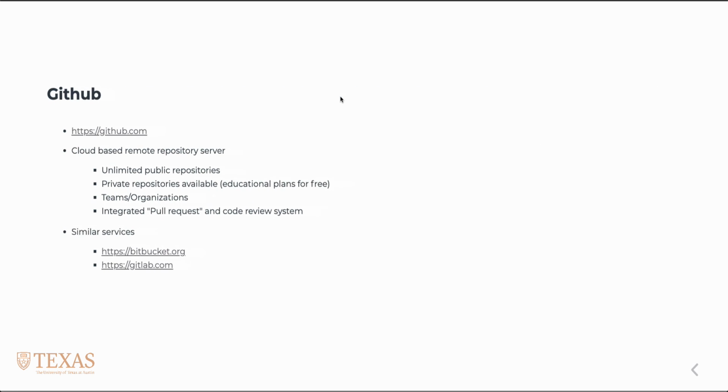GitHub, right? So GitHub is a cloud-based remote repository server. Has unlimited public repositories, meaning if your code is open source, if anyone can access it and see it, then you can have an unlimited number of those associated with your account. There are private repositories available with different pricing plans. There's teams and organizations. And most usefully, there's this integrated pull request and code review system. So it's really a great way to collaborate and visualize changes to code and other things. Just so you know, there are similar services, Bitbucket, GitLab. GitHub is by far the most popular. It was recently purchased by Microsoft.